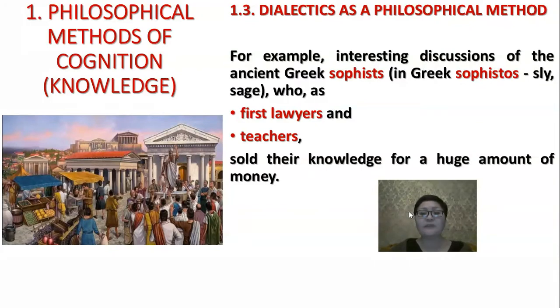For example, an interesting discussion of the ancient Greek sophists. In the Greek language, sophistes means sly, sage. So sophists, as first lovers and teachers of wisdom, sold their knowledge for a huge amount of money. And who needed the knowledge of the sophists, and who paid a lot of money for these people?